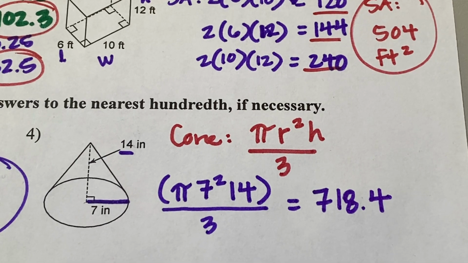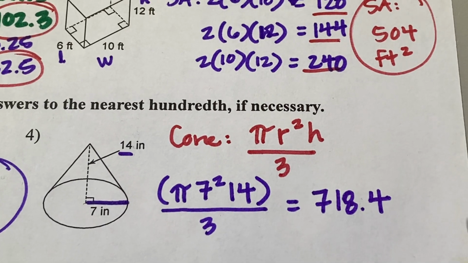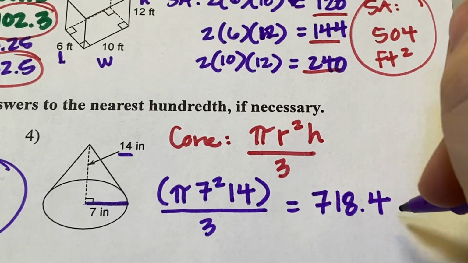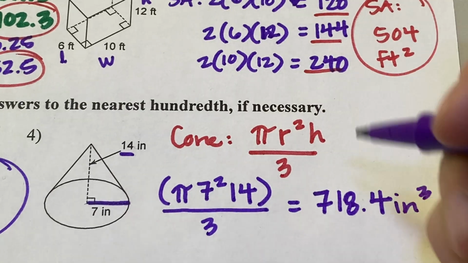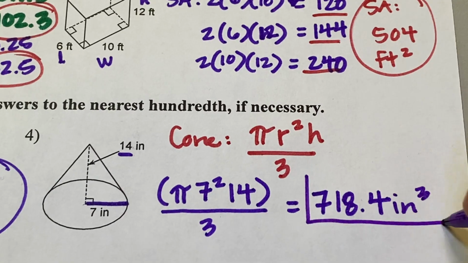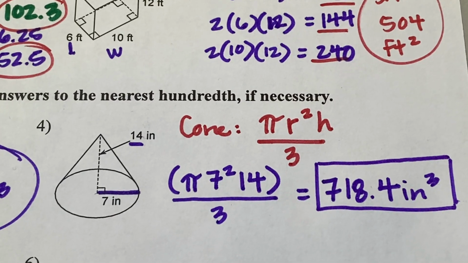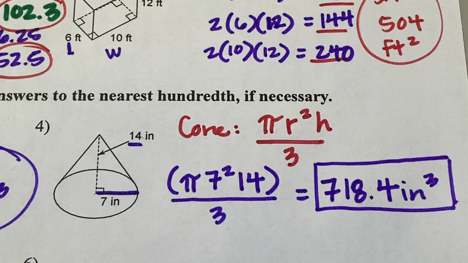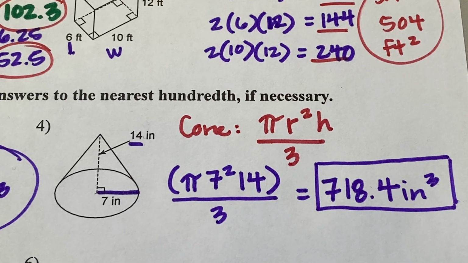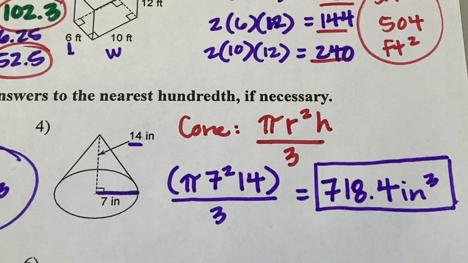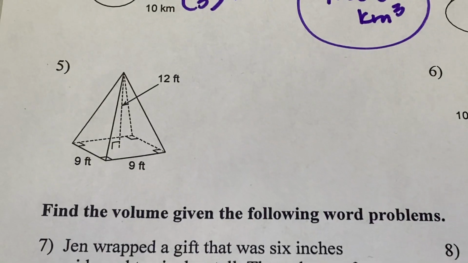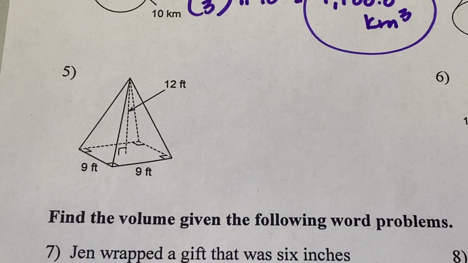718.4 what? Inches squared. Inches cubed. Beautiful. Same difference? No, it is not the same difference. Squared is like 2 dimensions. Cubed is 3 dimensions. It's totally different. Alright, number 5.